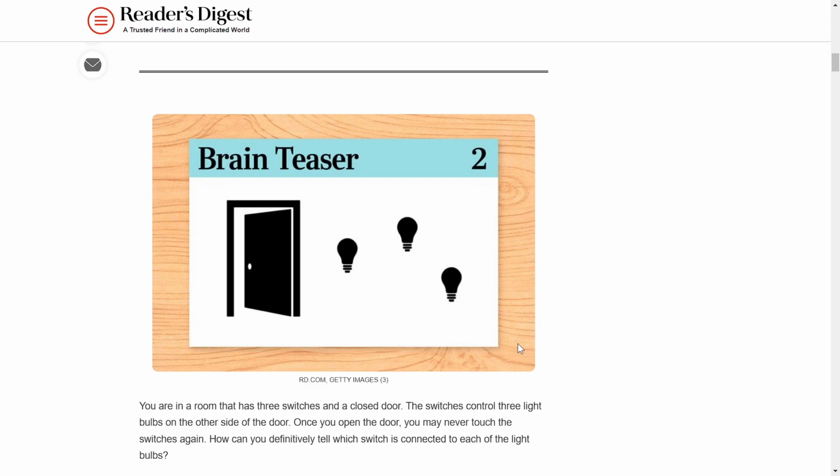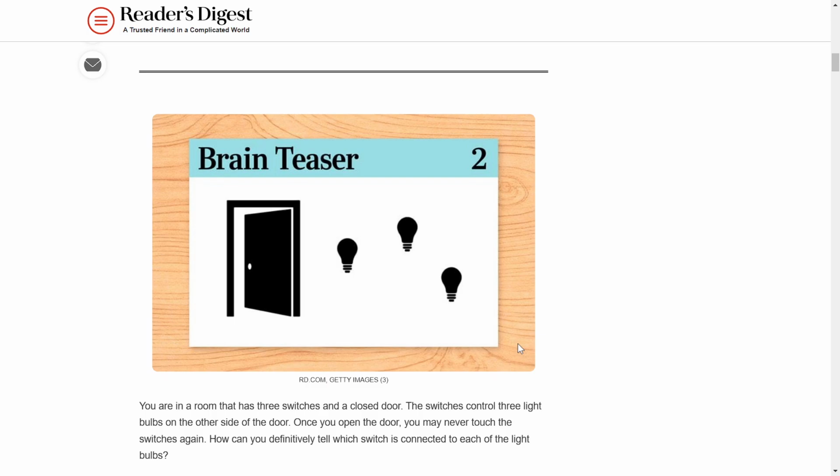Okay, 3 switches and a closed room. Switches control 3 light bulbs on the other side of the door. Once you open the door, you may never touch the switches again. But why do we need to... I do not understand why we would be prohibited from touching the switches while we are inside the door. So, room, 3 switches, closed door. Okay, I get it. On the other side of the door.